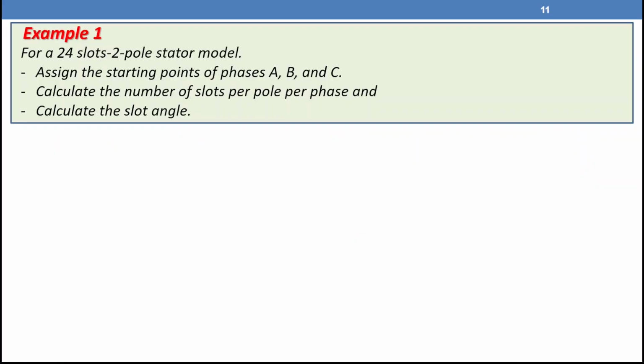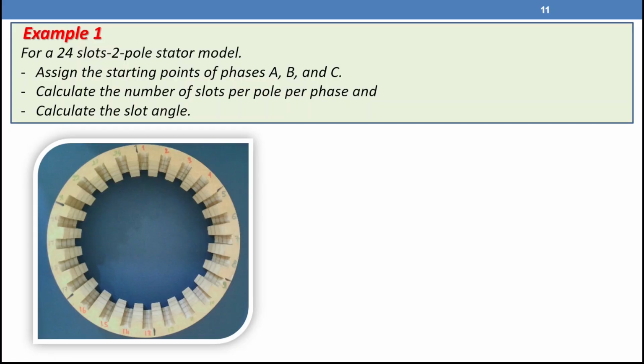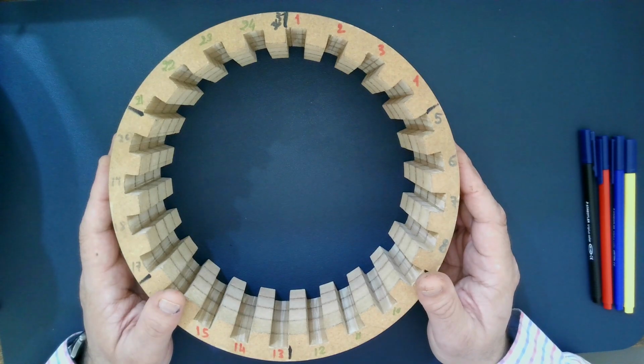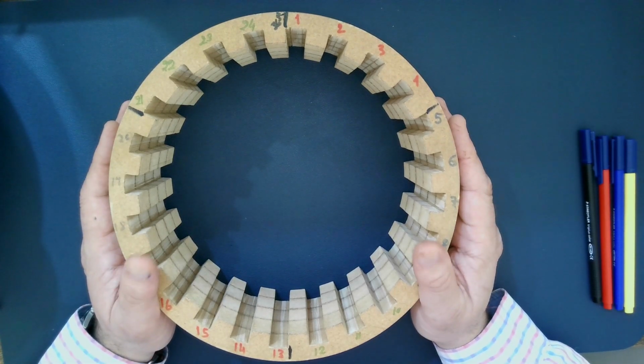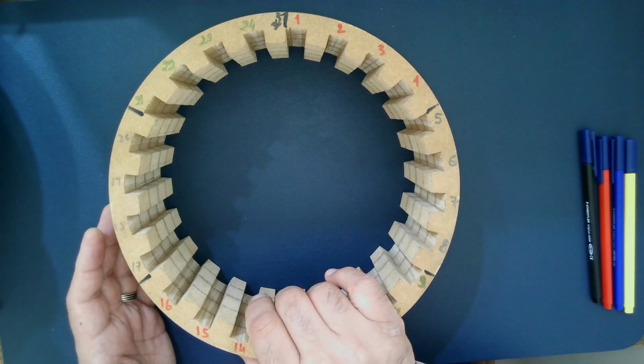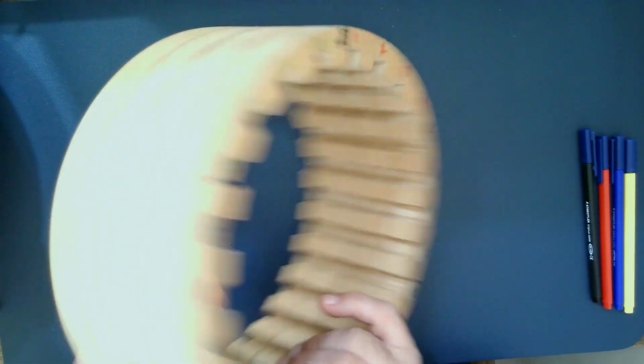Example number 1. For a 24 slots 2-pole machine stator model, we're going to build a stator model using wood, as we can see here, rather than iron, to explain the idea for winding arrangement. So we need to assign the starting points of phases A, B, and C. We need to calculate the number of slots per pole per phase and calculate the slot angle. This is the stator we are going to look at, a 24 slot stator, and that one is identical to the real stator from iron, but I built it from wood to explain this example for you.